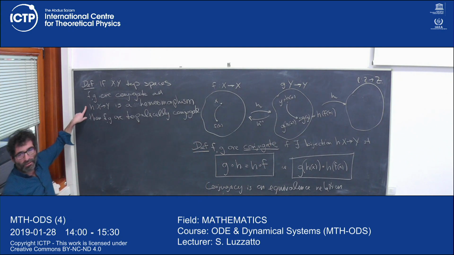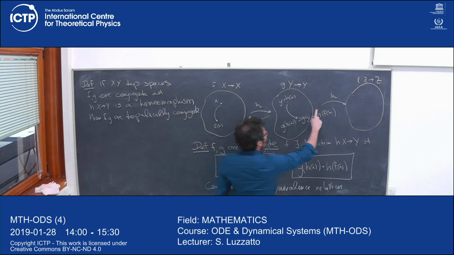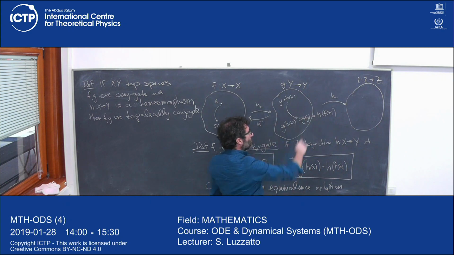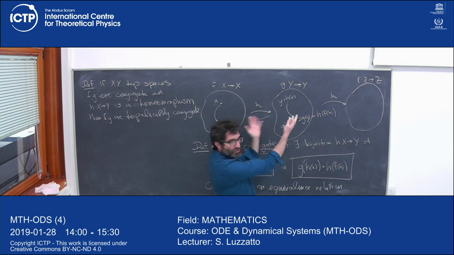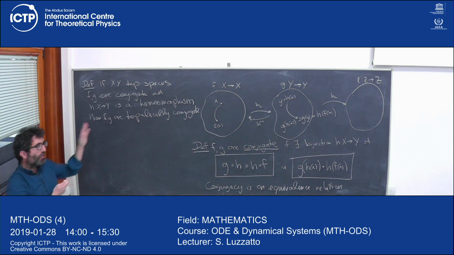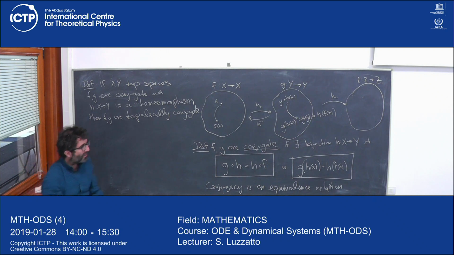Is this also an equivalence relation? Yes, by exactly the same argument. If this is a homeomorphism and this is a homeomorphism, the composition is also a homeomorphism, and it's a conjugacy in the same way that we've shown before. So this is another equivalence relation that is stricter than this one.